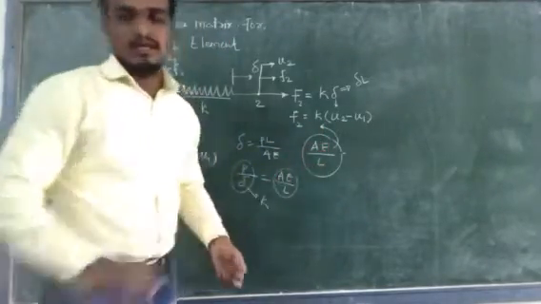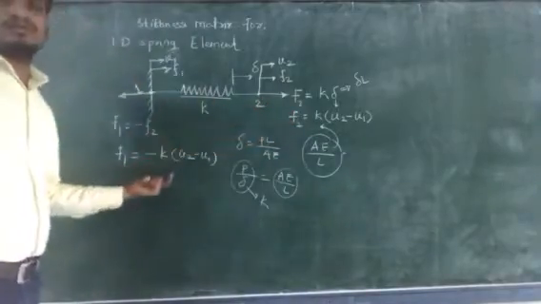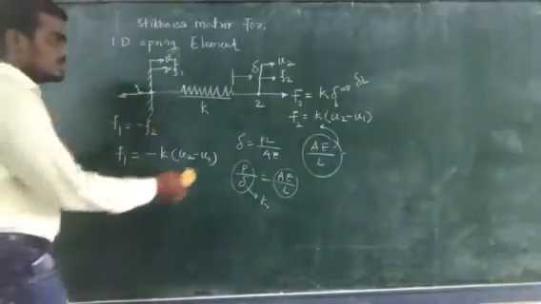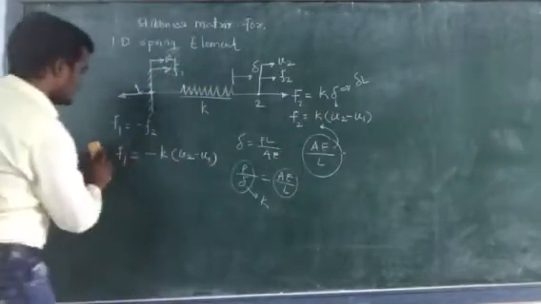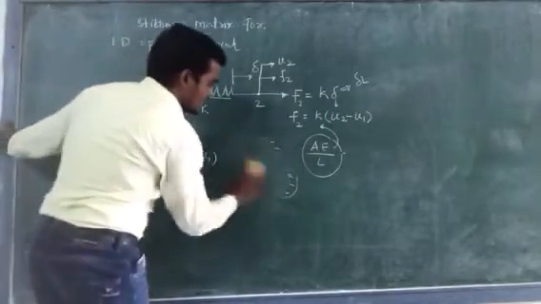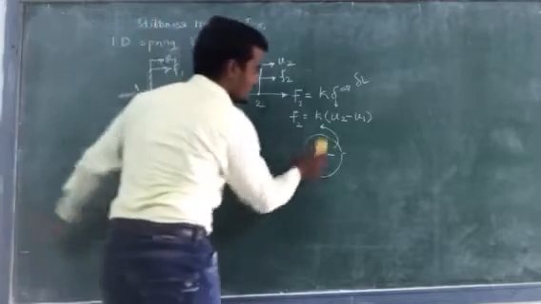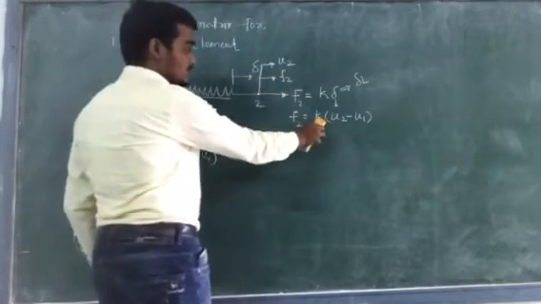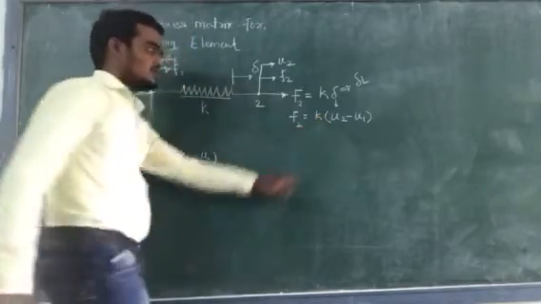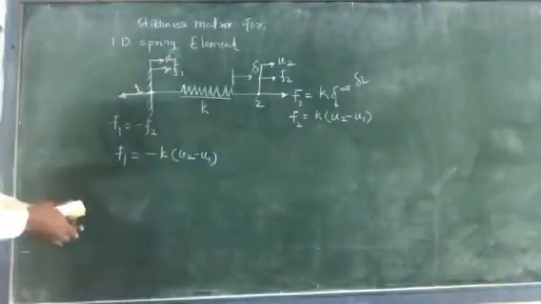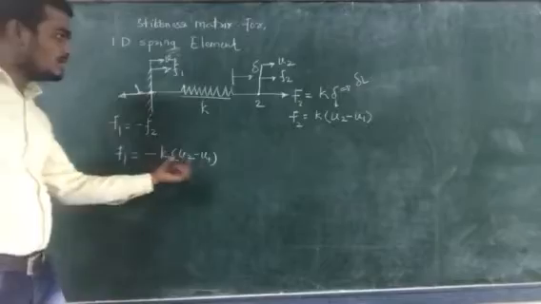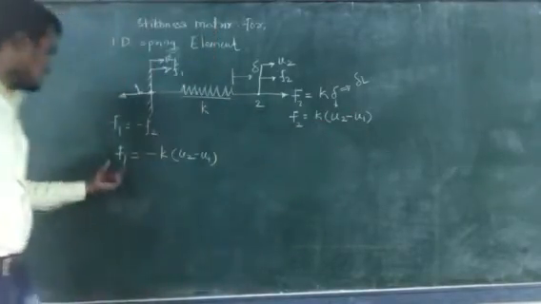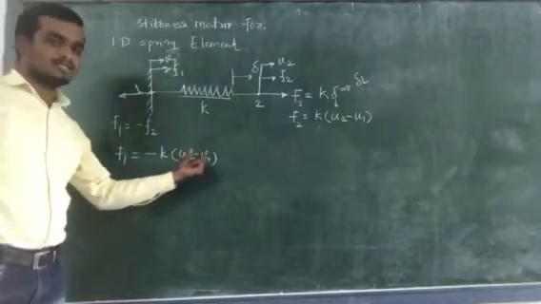But here the spring constant or stiffness of the spring is given. It is equal to K. So instead of A by L, we can write this as a stiffness coefficient, the stiffness of the spring, or spring constant K. In this way we will get two equations: F2 is equal to K times U2 minus U1 and F1 is equal to minus K times U2 minus U1.